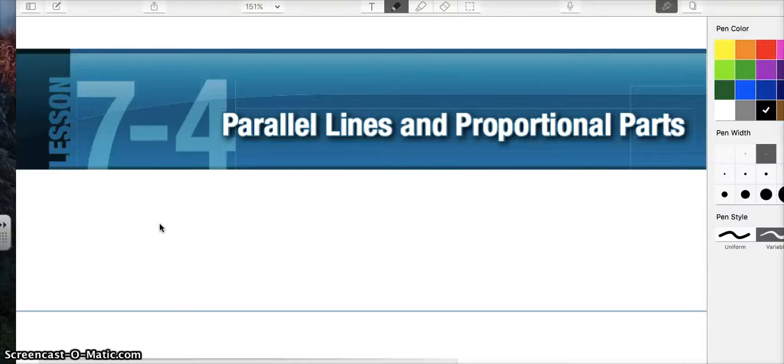Hey geometry friends, here we are in chapter 7 looking at section 7.4. We're going to talk about parallel lines and proportional parts.